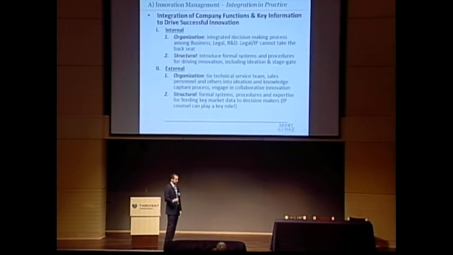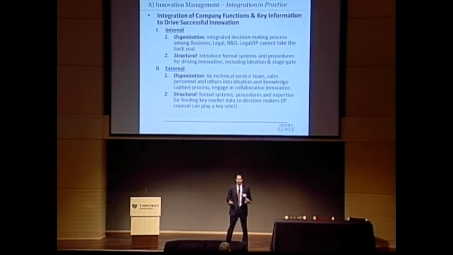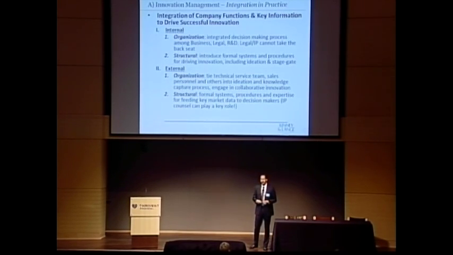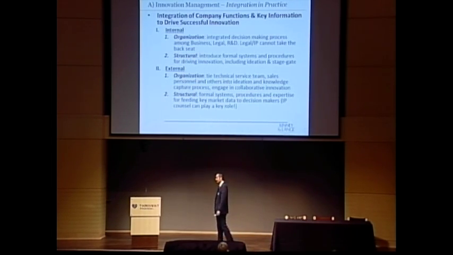So to make this a little more concrete, when I talk about internal and external integration to achieve good innovation, what I'm talking about, from an organizational standpoint, is internally, as I just showed you with the Star Trek example, getting people integrated into the decision-making process. Structurally, this would involve introducing formal systems and procedures at your company for really driving innovation, including, hopefully, ideation processes. If you're from a big company, I'm sure you're familiar with stage gate or design review.